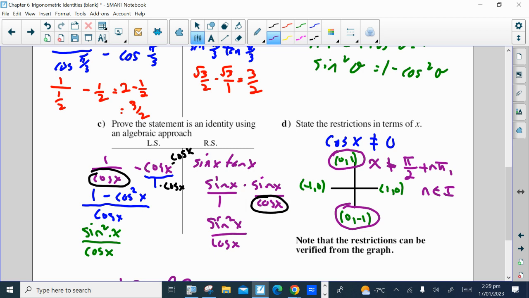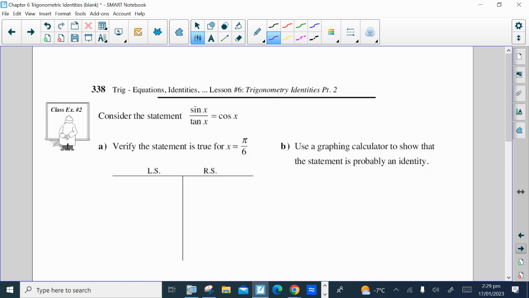So we will do a little bit more practice with showing that a statement is probably an identity for specific values of x. We'll use our graphing calculator to say that the statement is probably an identity, but the only way to know for sure is by proving it algebraically, which we did in part C. And that's what we're going to spend the bulk of the time on in this section, as well as doing the restrictions.